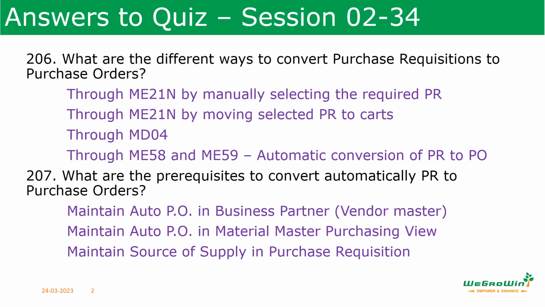What are the prerequisites to convert automatically purchase request to purchase order? Please note here, automatic means it is a collective and bulk conversion of PR to PO, not just automatic. So to convert this bulk PR to PO, the prerequisites are: maintain the auto PO indicator in the business partner, that is the vendor master, and maintain the auto PO indicator in the material master in the purchasing view, and maintain source of supply in purchase requisition, which means when we maintain proper details in info record and source list, this will be updated in the purchase requisition properly.